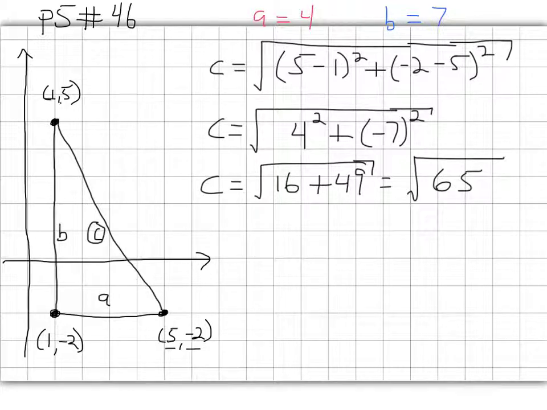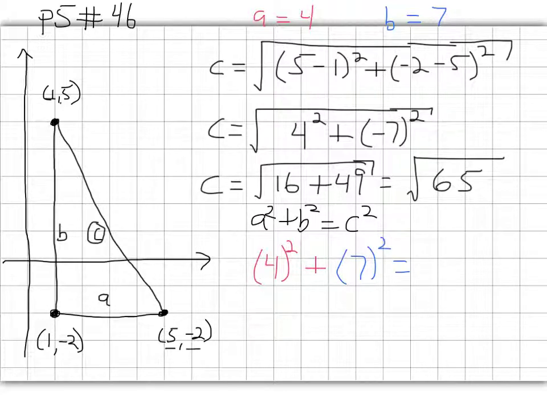All right. Now, we need to show that this satisfies the Pythagorean theorem, a squared plus b squared equals c squared. Now, let's look at these pieces. A squared is 4 squared. B squared is 7 squared. Well, 4 squared is 16. 7 squared is 49. 16 plus 49 is equal to 65.